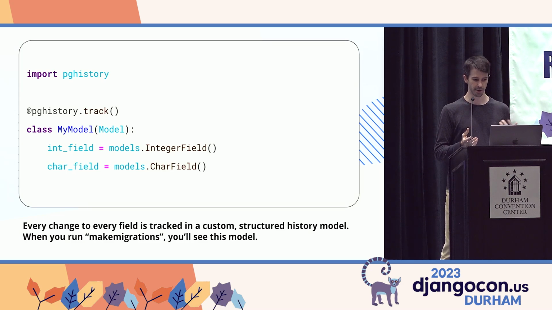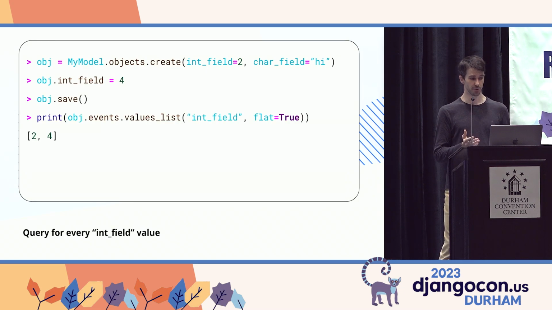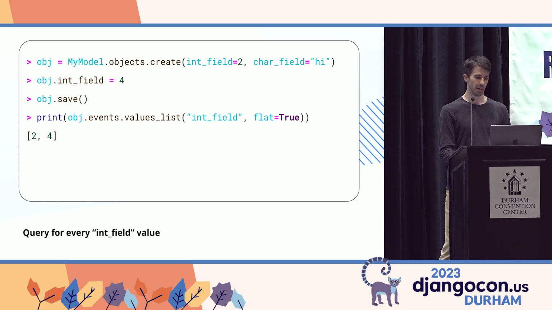There's actually a new model that's created entirely, your event model for the model that's being tracked. When you run makemigrations, you'll actually see this model appear. And then any change you make to this model is tracked automatically. So let's say, going back to our example, we create the model with an integer field of 2, change it to 4, and save it. PG history's event tracking model is made. You have a reverse relation called .events now on your object, and you can see every value of that integer field, and it's a native integer field in the database. So we can see it was 2 originally when it was created, and now it's 4.